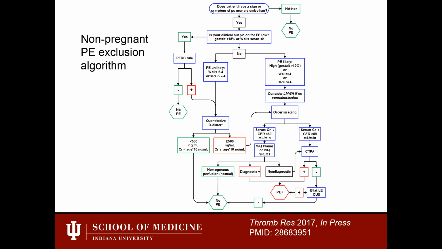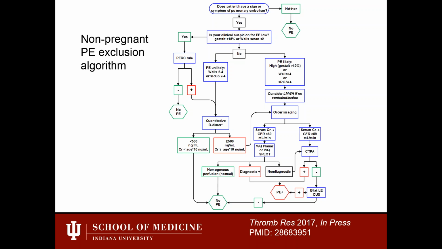So that leads to an algorithm for the diagnosis and exclusion of PE. We start off up here at the top, where we ask, does the patient have a sign or symptom of pulmonary embolism? If they don't have either, that was the first thing I started off by saying: no chest pain, no dyspnea at any time, and normal vital signs, then no PE. Now, this is not to say they don't need a DVT workup, because if they have signs of DVT, you might need to do an ultrasound.